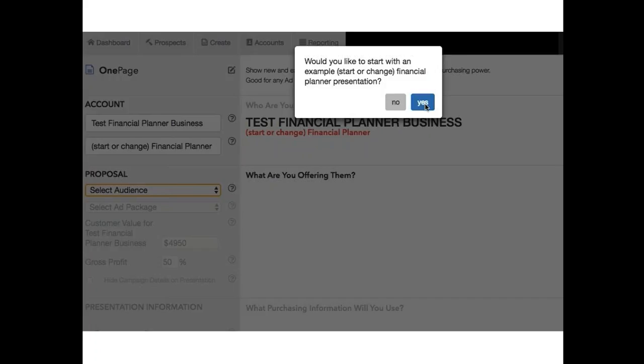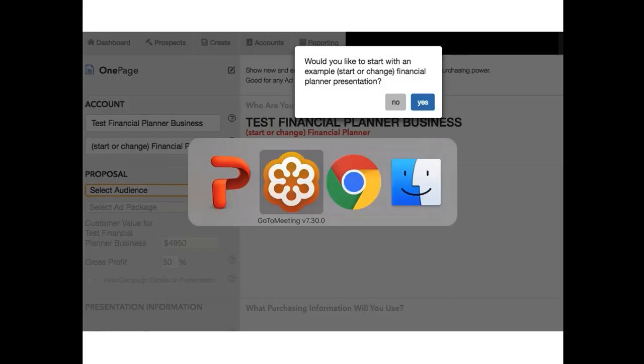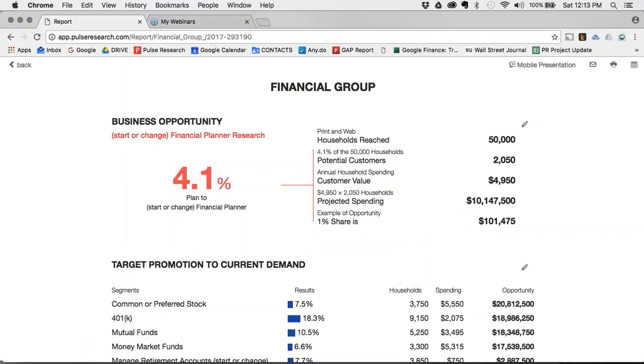So after you click yes, all you have to do then is just edit the business name. So put in the name of the financial planner you'd like to present. You could, of course, edit the audience if you want. And then, as you know, in your setup, you can edit the specific offer. In other words, what package are you going to present? So that's step one. Now let's take a look at a presentation here.